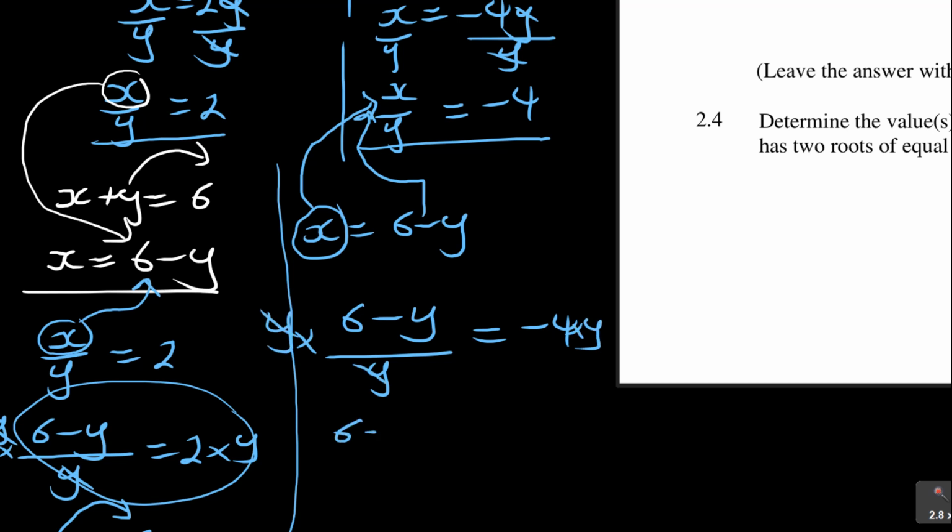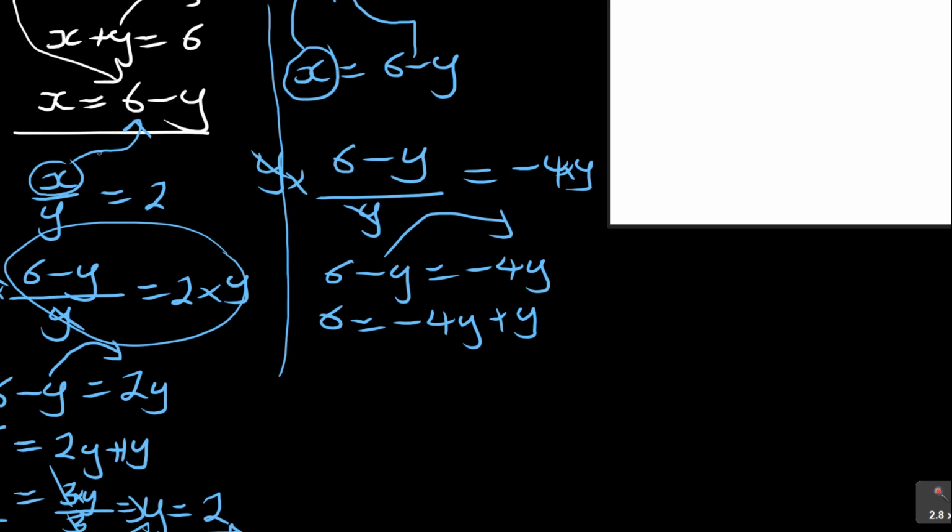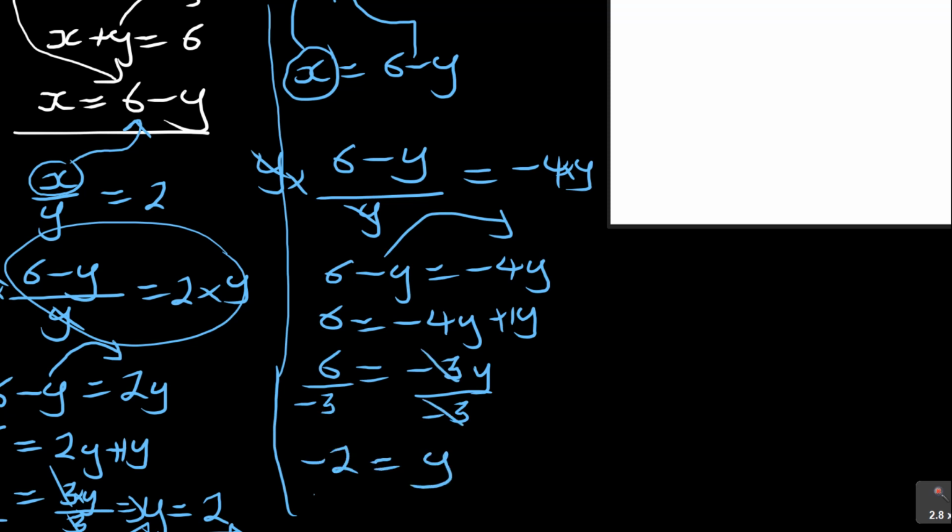cancel there. You have got 6 minus y is equal to minus 4y, and then take y to join the other side. You have got 6 is equal to minus 4y plus y. So in other words, with your calculator, minus 4 plus 1, you'll get minus 3y. So you've got 6. Similarly, divide by negative 3. All these rely on your calculator. Now, 6 divided by minus 3 is negative 2 is equal to y.